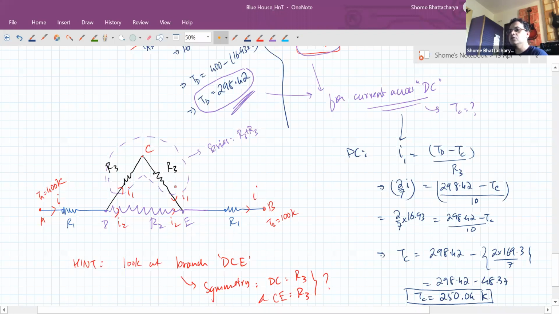So I can avoid this whole thing of calculating I1. So I know the temperature of D and I know the temperature of E. And now because these two R3s are the same, the temperature at C should be the arithmetic mean. It should be the average value, the mean value of D and E. So we can use that as a trick method also.